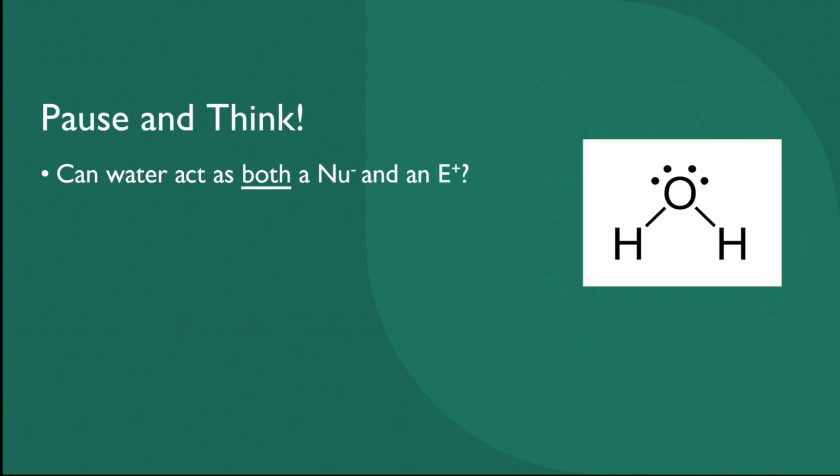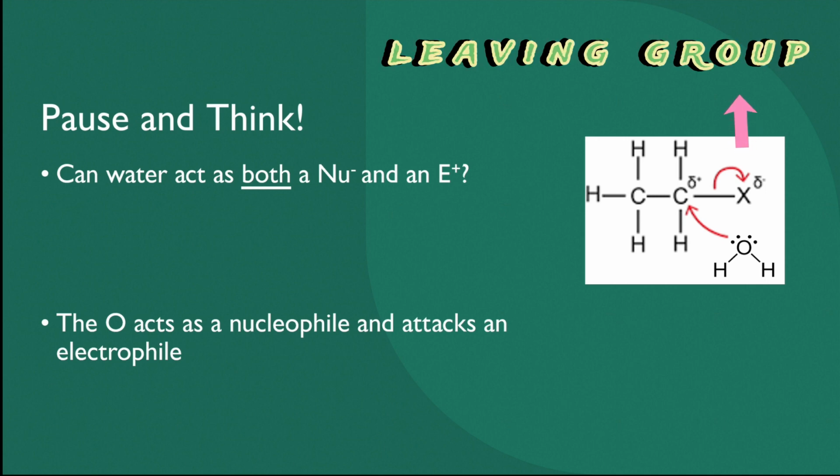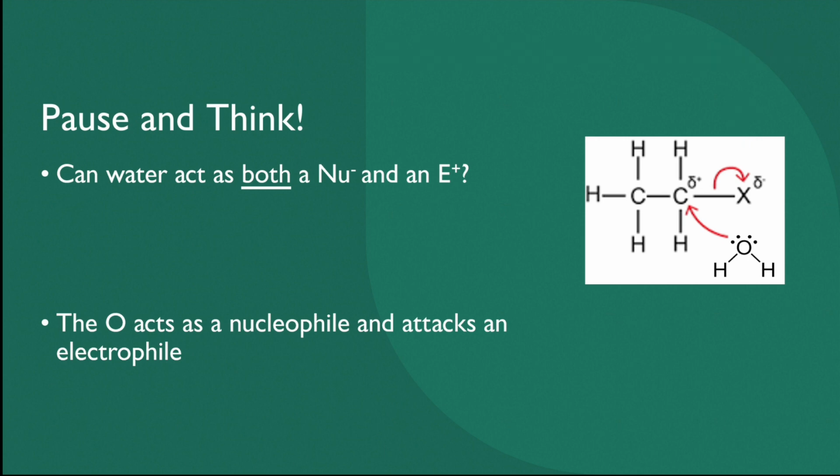What about water? Can it act as both a nucleophile and an electrophile? The oxygen on water has a partial negative charge, and it readily donates an electron pair to an electrophile, just like in this example. The lone pair of electrons on oxygen attacks the delta positive carbon while X leaves. So in this example, the oxygen on water acts as a nucleophile and attacks the electrophilic carbon.